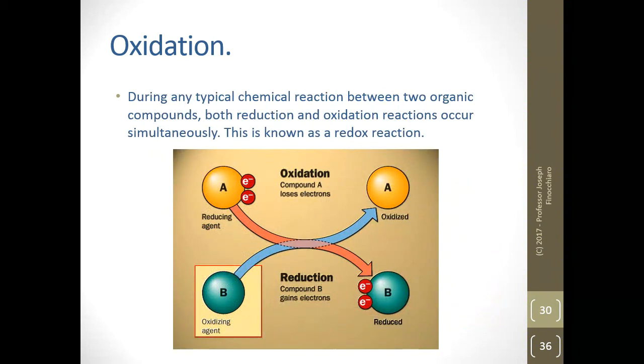During any typical chemical reaction between two organic compounds, reduction and oxidation occur simultaneously, and this is known as a redox reaction. As one is losing, one is gaining, and vice versa.